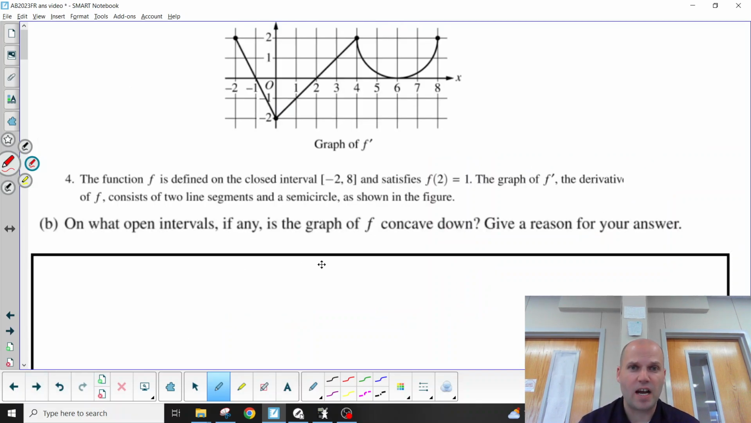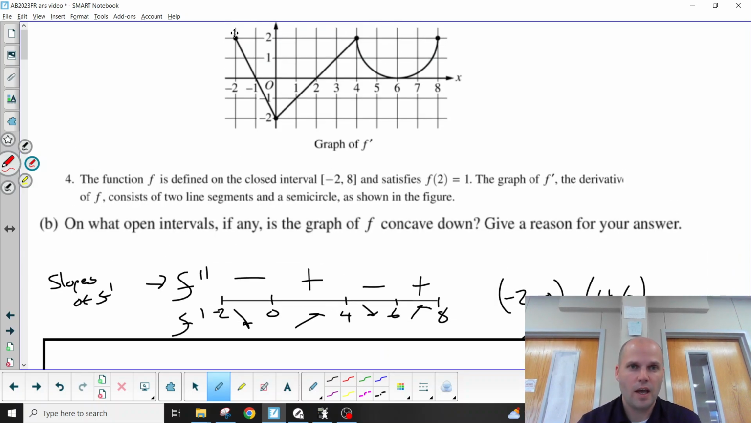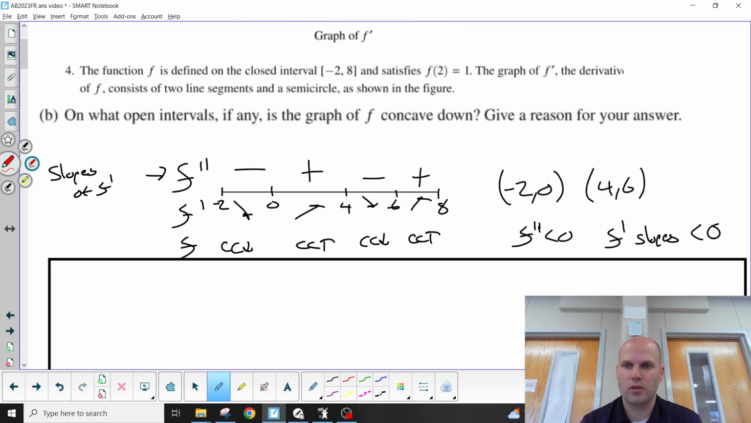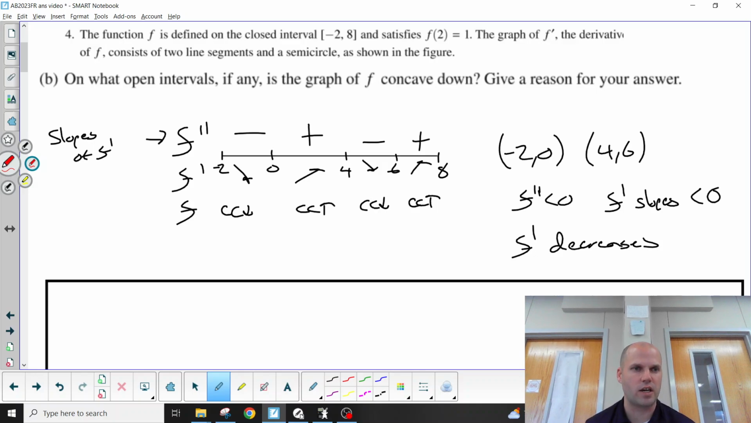Part B, when is f concave down? This is when I do my second derivative sign analysis. I see f prime decreases, increases, decreases, increases, or the slopes of f prime are negative, positive, negative, positive. Negative 2 to 0, 4 to 6, negative 2 to 0, 4 to 6. F double prime is negative. The slopes of f prime are negative. F prime decreases. All ways to get your answers. You're probably looking at 2 points, 1 point for the intervals, 1 point for your reasoning.